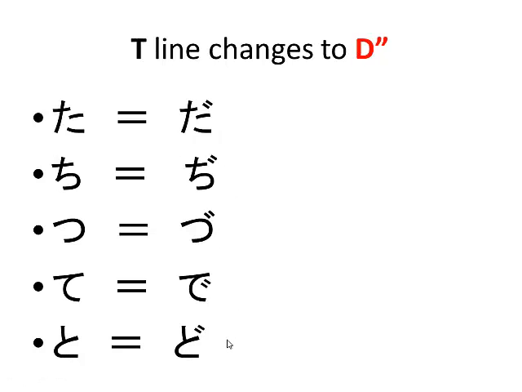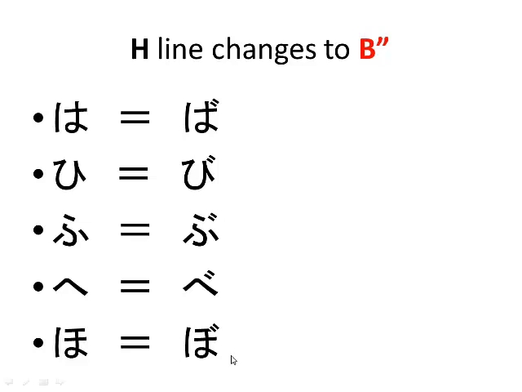The T line changes to a D sound. So ta becomes da. Now chi and tsu, even though they're in this group, actually don't have their own characters because their sounds are very similar to the other ones, so they just cancel themselves out. So really we're only looking at three characters in this group. Ta becomes da. Te becomes de. To becomes do. So again, da, de, do.